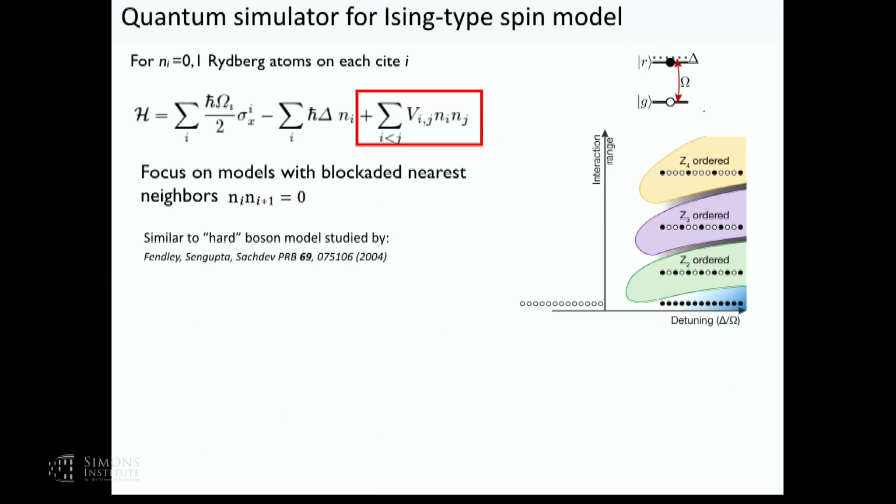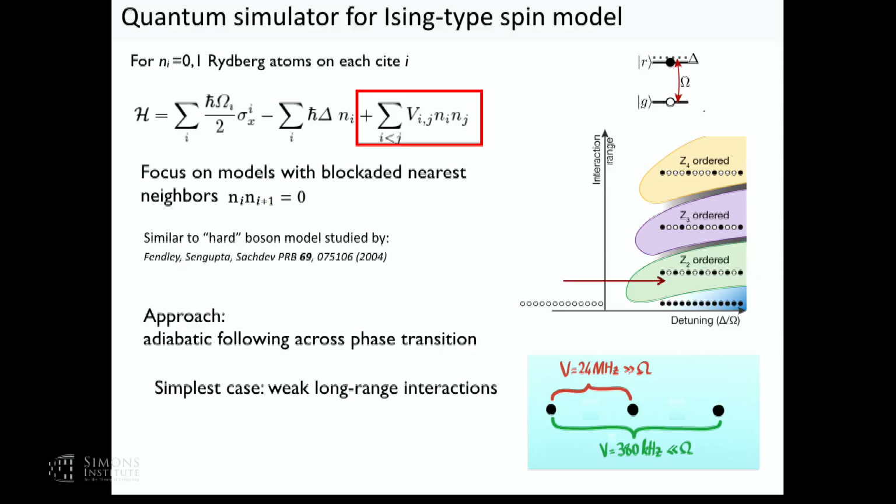In what follows, I will show you how we will actually explore this phase diagram. The first idea will be to try to enter all of these phases adiabatically. So what we'll do is fix the interaction range, start with negative detunings, all atoms in the ground state, and then slowly try to enter this phase.